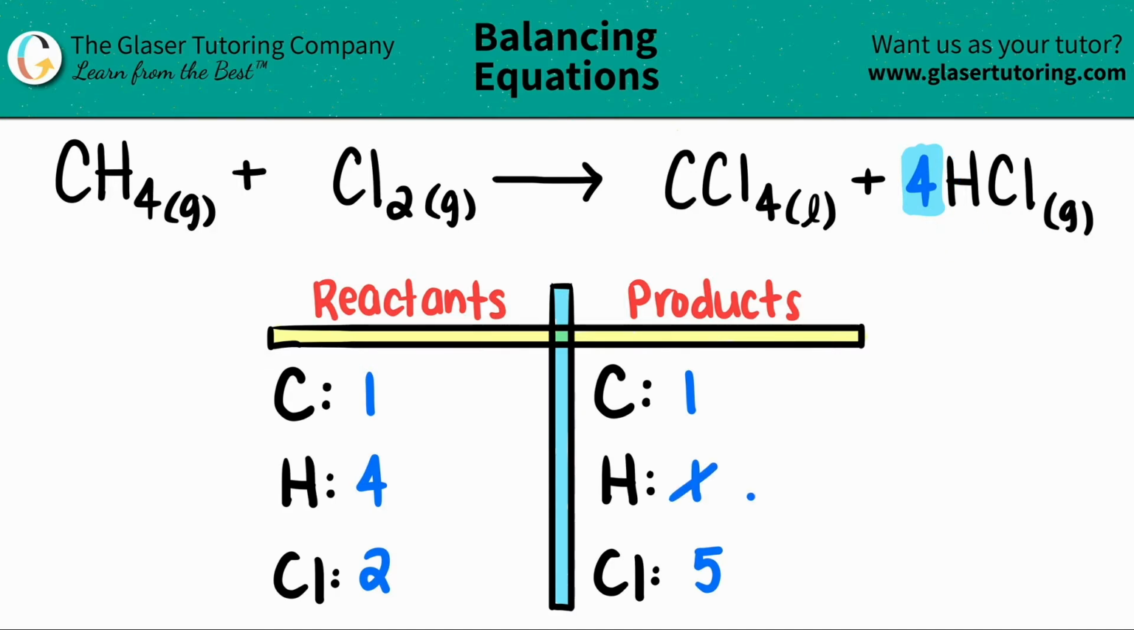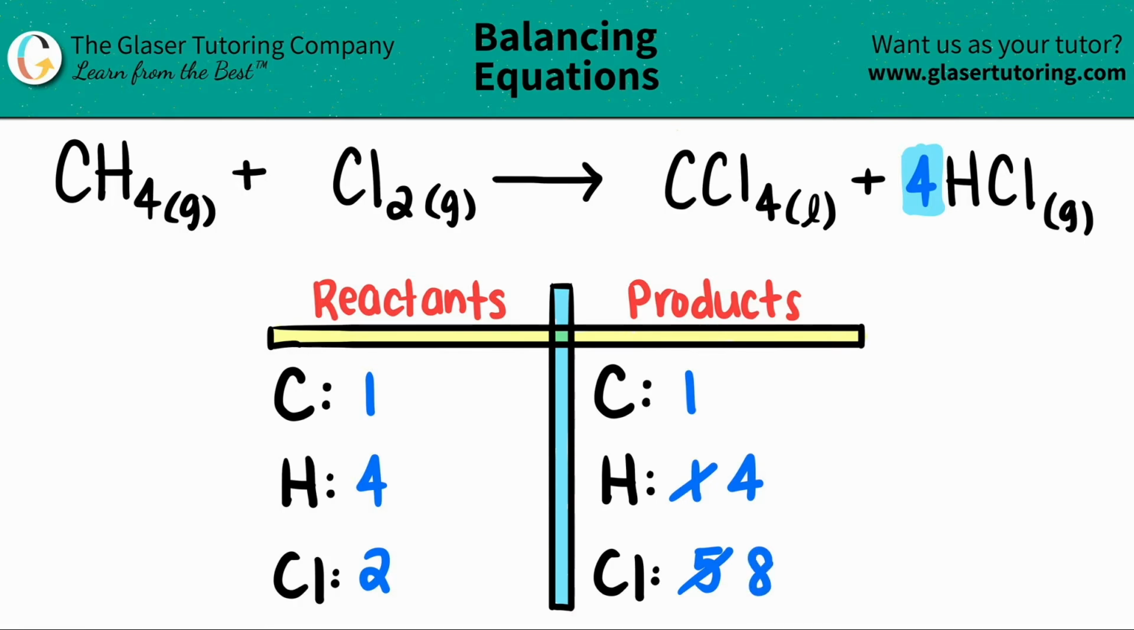So we now have 4 hydrogen, right? So I'm going to get rid of the 1 and put a 4. And now I have 4 chlorines. But keep in mind, there was already 4 chlorines here. So I have to add them. 4 plus 4 is now a total of 8 chlorines. So I have 8 total chlorines.